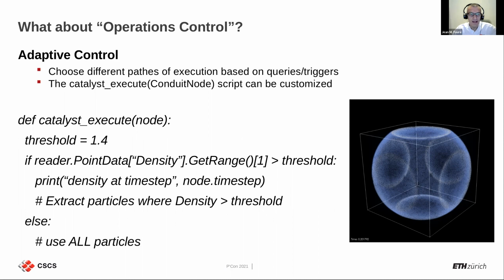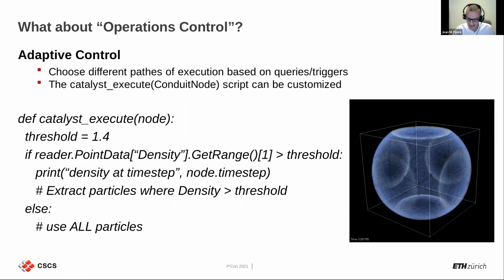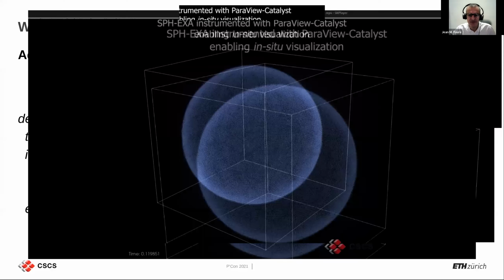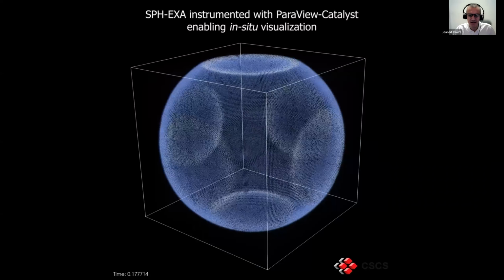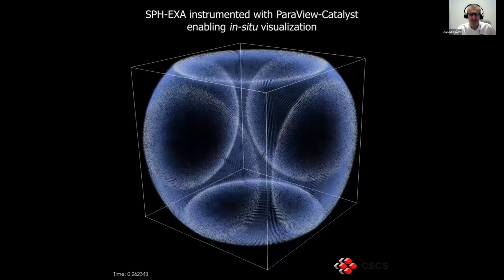All right, so that's it. So with 148 lines of code, I interfaced SPH-EXA to Catalyst, and here's one screenshot of the simulation. I will actually show you now the video. It's nothing very exciting at the moment. This is a standard blast explosion.